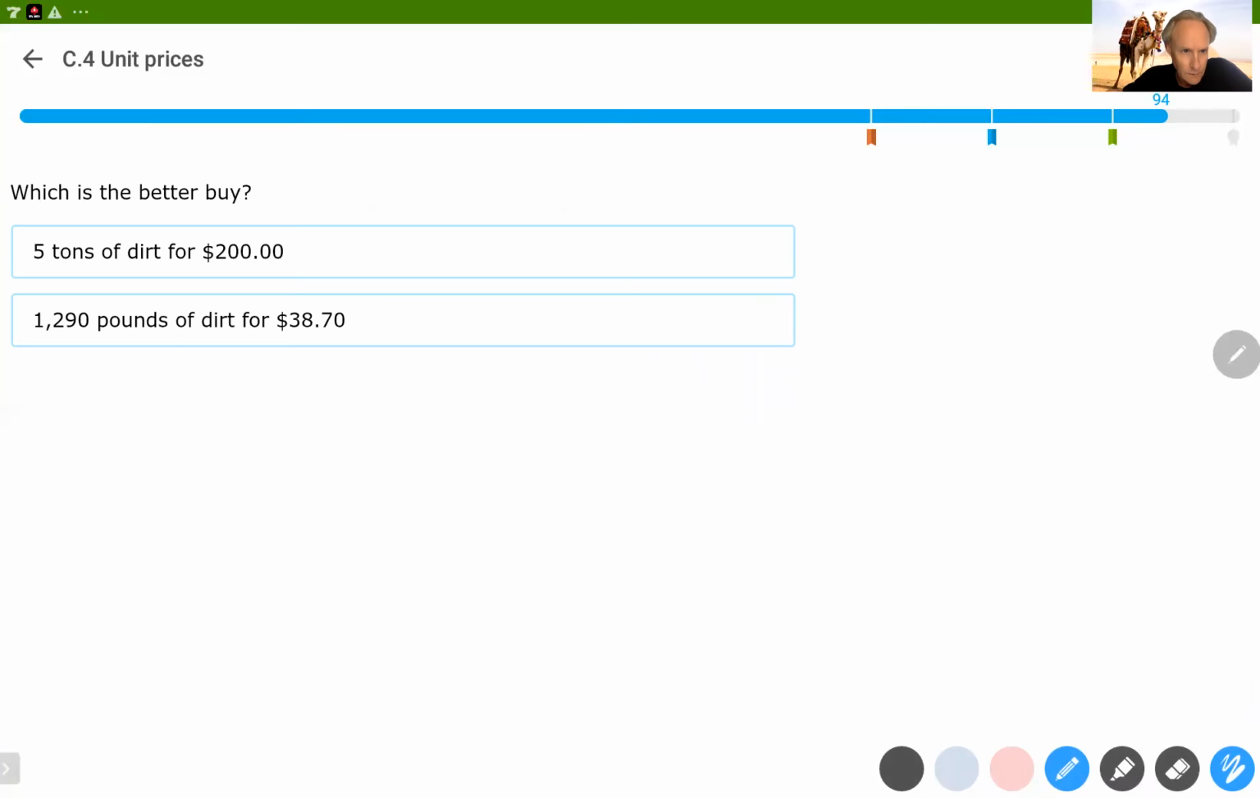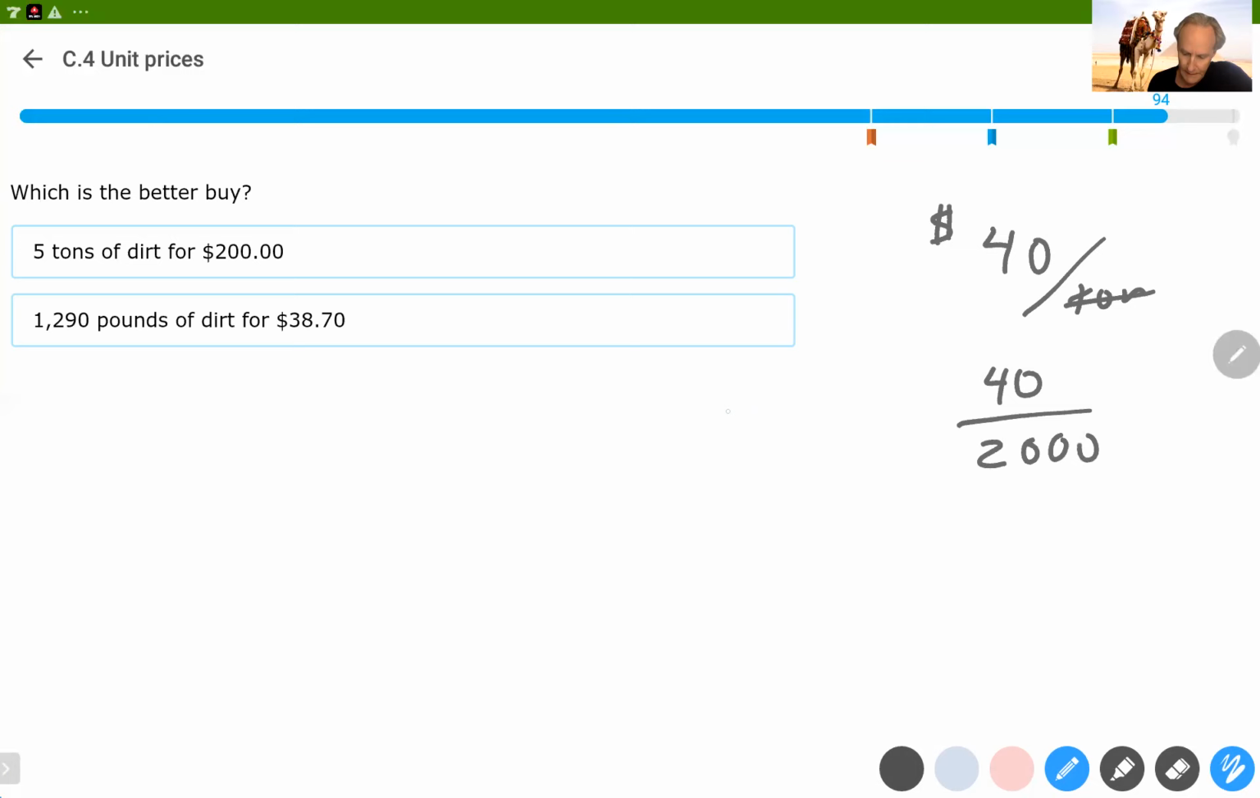Five tons or 1260 pounds. Well, let's see. Let's go ahead and do the division. Let's find out how much it is per ton. 5 goes into 240 times, so $40 per ton. Now a ton happens to be 2,000 pounds. So it is 40 over 2,000.